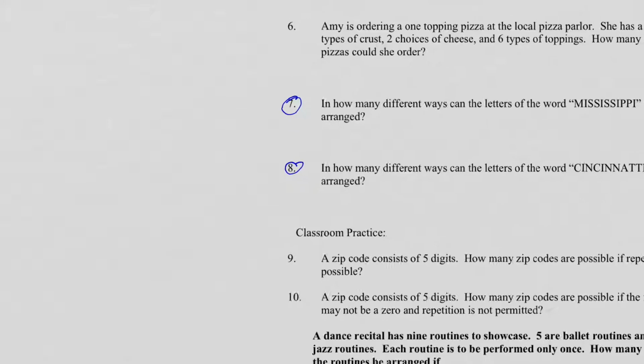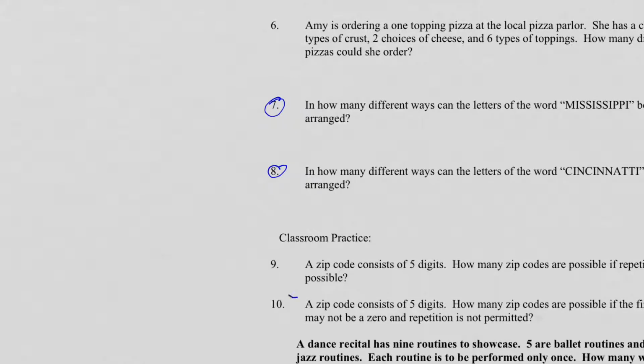So, the word car. How many different ways can I arrange the letters? These are 3 different or distinct letters. How many different ways can I arrange it? 6. How did you get that? That's correct. It's 3 factorial, right? So this is 3 factorial.